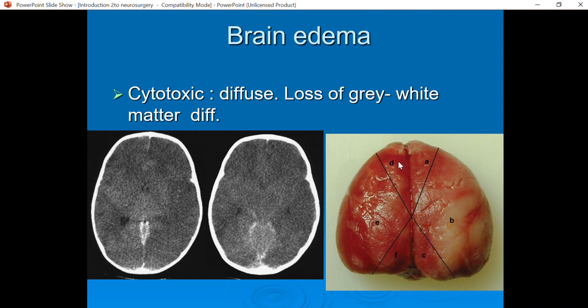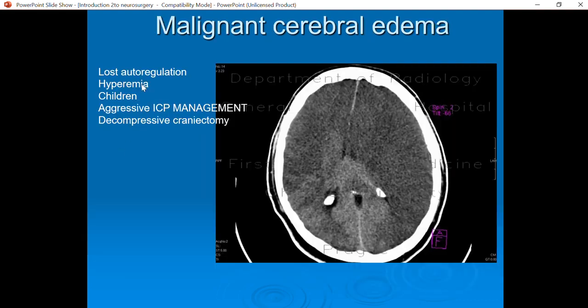And this is a dead person with loss of gray and white, loss of geography of the brain. There are no sulci, you cannot differentiate the sulci and the gyri. There is an entity called malignant cerebral edema. Here in the CT scan, there is bilateral brain edema, loss of gray and white matter differentiation, and there is midline shift to the other side.